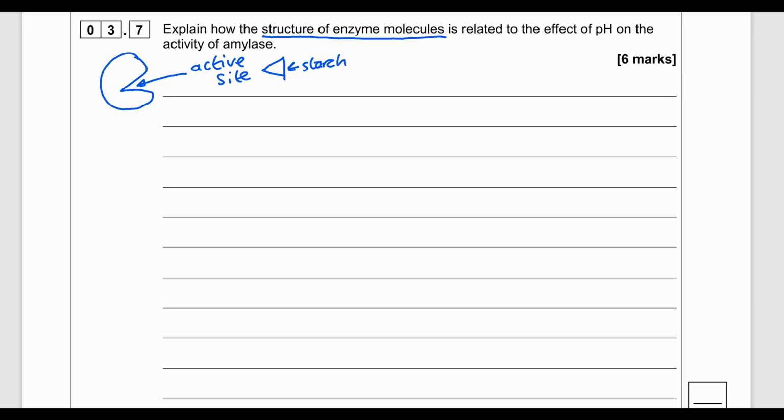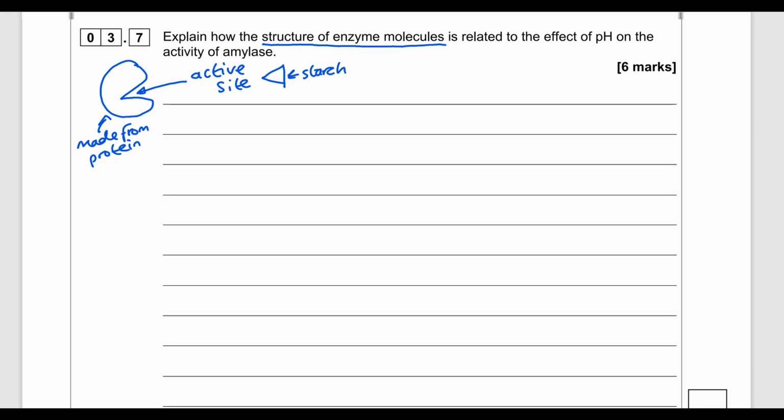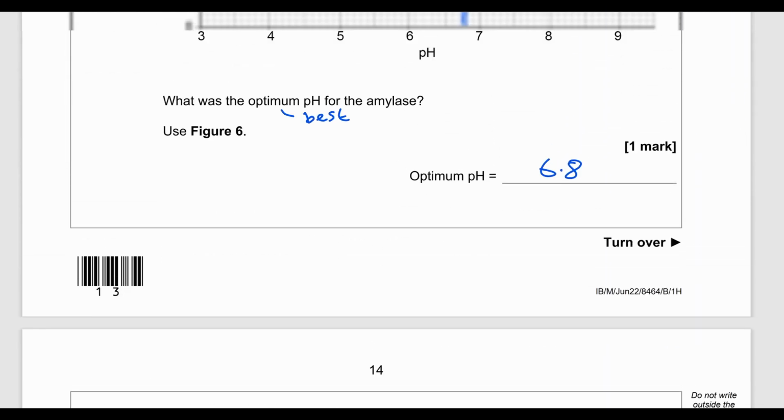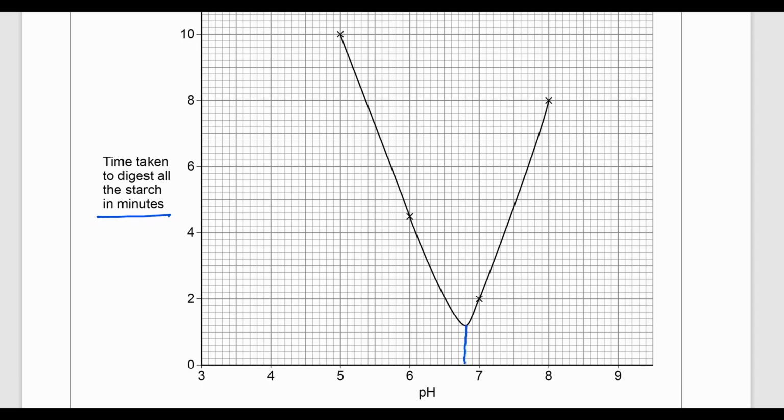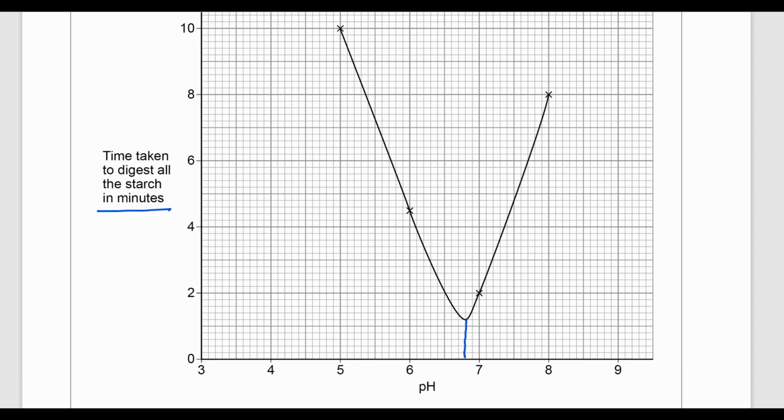Now, a substrate, in the case of this question, can be our food molecule, which is starch. Now, what are enzymes made from? Enzymes are made from proteins. And the thing about proteins is that they have specific shapes. So the shape of this active site is supposed to only fit starch. But there are two things that can affect how well an enzyme works. One of them is pH and one of them is temperature. Of course, we're only focusing on the pH here.